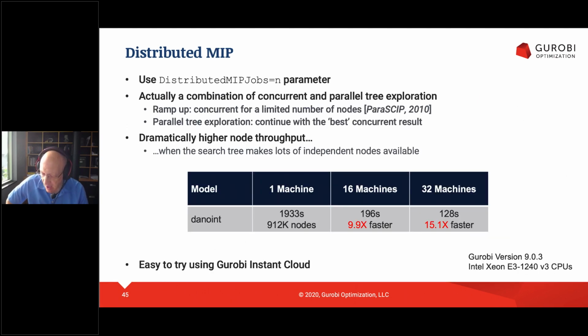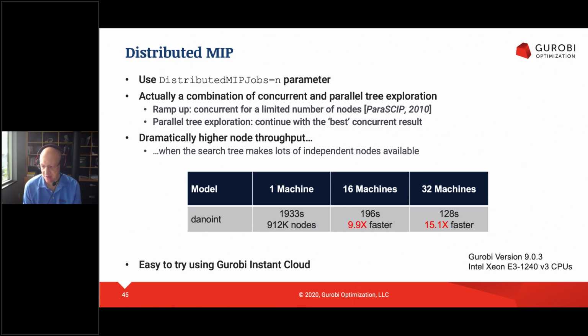So one option we have is distributed MIP. This is basically just the distributed version of our parallel MIP. We have one branch and bound tree, and we explore it on multiple machines, each machine with multiple cores, so you can apply lots and lots of cores. It's actually a combination of a concurrent and a distributed algorithm, and a parallel tree exploration. We start out by doing essentially a concurrent solve. Each machine gets a copy of the model and solves independently, with different parameter settings on different machines.